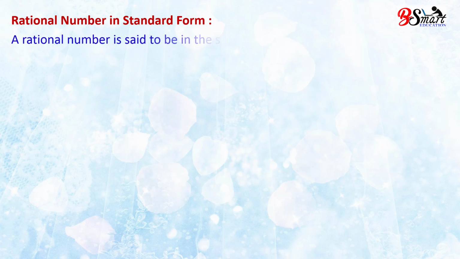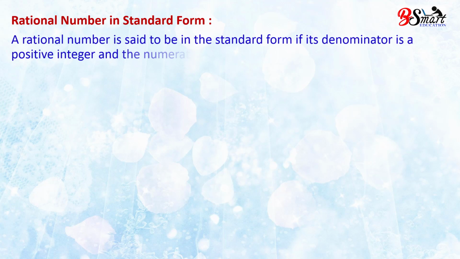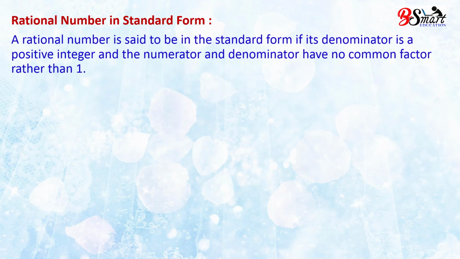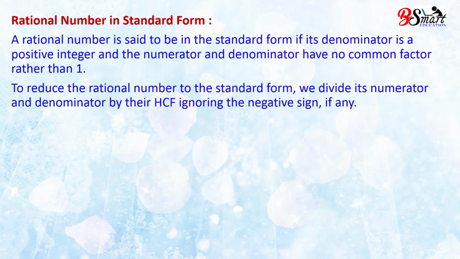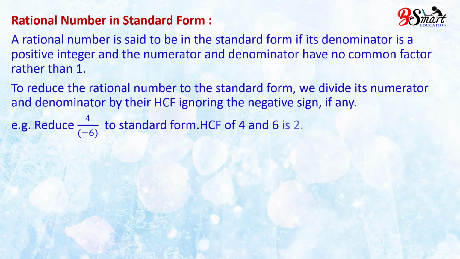In this way, rational numbers can be represented on a number line. Come to the next topic, rational numbers in standard form. A rational number is said to be in the standard form if its denominator is a positive integer and the numerator and denominator have no common factor other than 1. To reduce the rational number to its standard form, we divide its numerator and denominator by their HCF, ignoring the negative sign, if any.